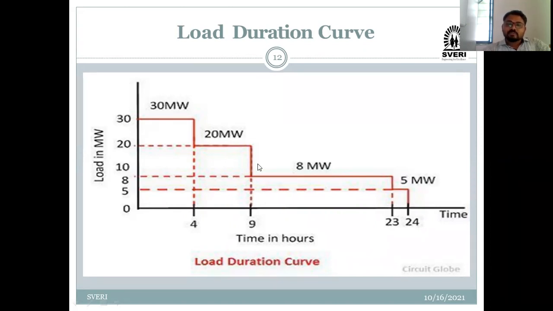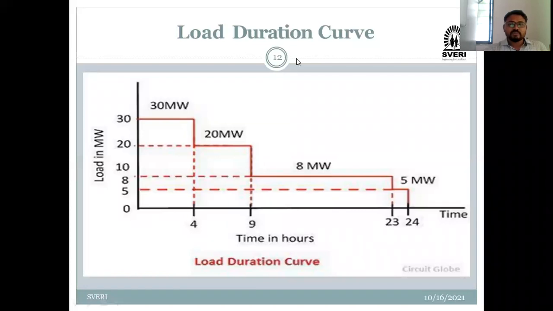But whenever we have drawn the load curve, by taking the reference of that load curve, in between that load curve we have searched where the maximum demand is and for what time it is maximum, or how much maximum load is connected and for what time that maximum load is connected. That we have drawn first, and after that we have followed the descending order. So this is nothing but the load duration curve.